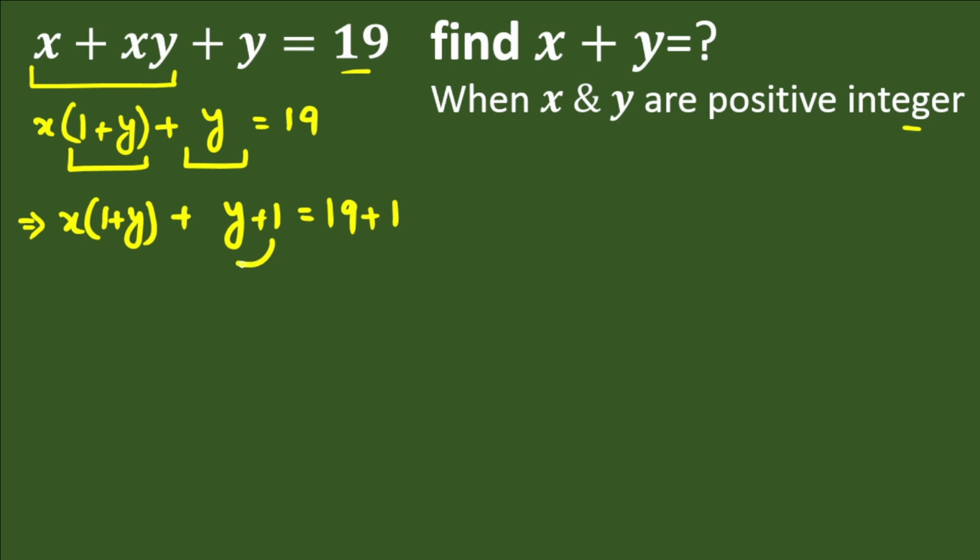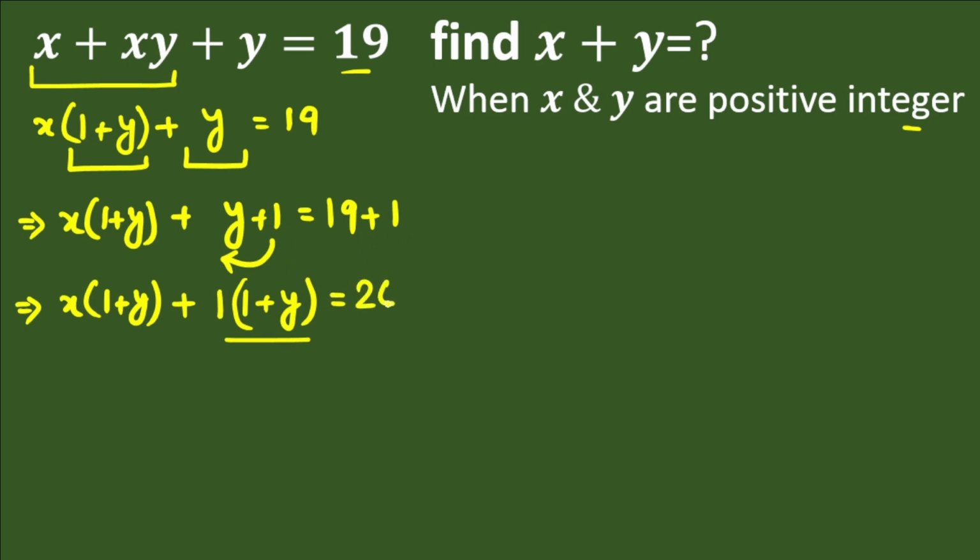Now from here we'll write 1 first and y later. So this will be x times 1 plus y, plus 1 plus y, and from these two we can take 1 common, so the remaining is 1 plus y. On the right-hand side, 19 plus 1 is 20. Now it is in quadratic-type form. From both terms we can take 1 plus y common, so it is 1 plus y in one bracket and x plus 1 in another bracket, and that is equal to 20.